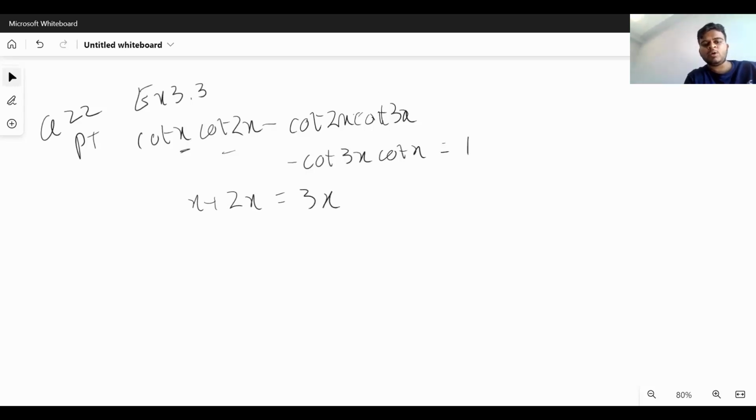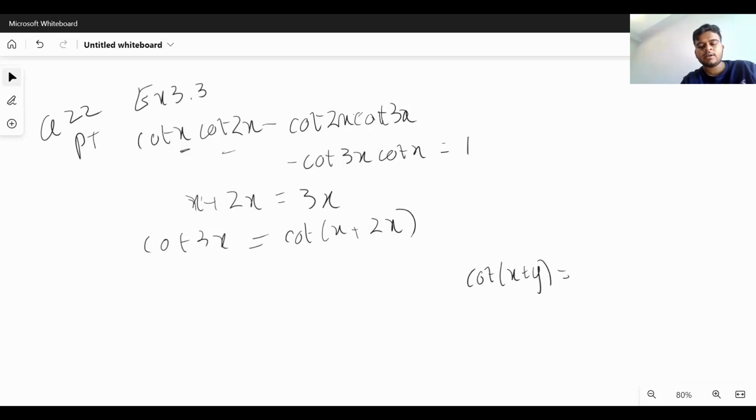And now to get this equation, apply cot on both sides. Cot 3x you will have on the LHS. The RHS you will have cot of x plus 2x. Correct? Now here you need to know the formula for cot of x plus y. So I'll write it here for you. Cot of x plus y is nothing but cot x cot y minus 1 upon cot x plus cot y. Correct? So you'll apply the same formula here and let's see what we get then.